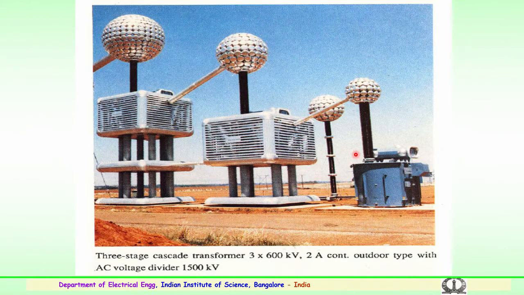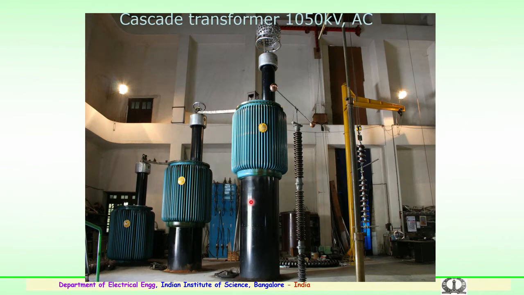Similarly, this is an example of a 3 stage cascade transformer which is kept outside in one of the laboratories, having a capability of 3 into 600 kilovolts, that is 1800 kV output across the third stage, with a current rating of 2 amps. This is an outdoor type with a suitable divider, a 1500 kV divider. Previously, here again we have a 1050 kV, 1 amp AC source.